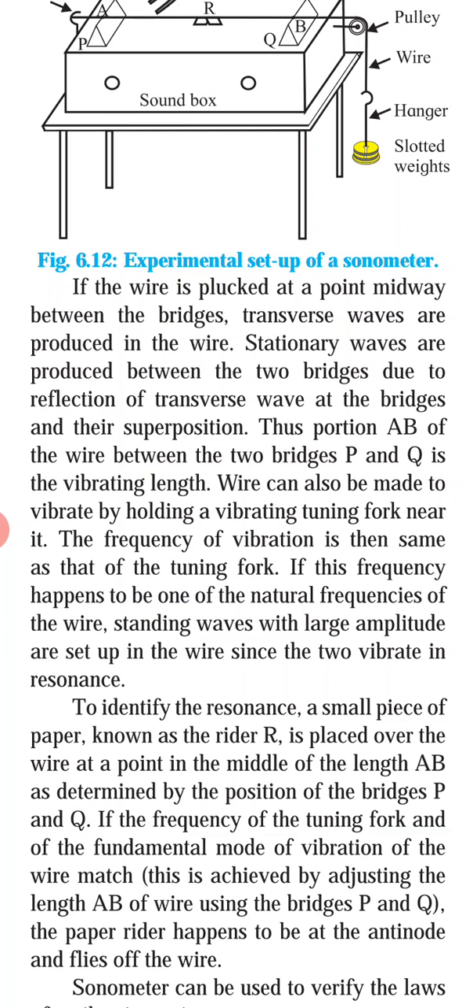Now to identify the resonance, a small piece of paper known as a rider, capital R, is placed over the wire at a point in the middle of the length AB as determined by the position of the bridges P and Q. If the frequency of the tuning fork and the fundamental mode of vibration of the wire match, this is achieved by adjusting the length AB of the wire using the bridges P and Q.